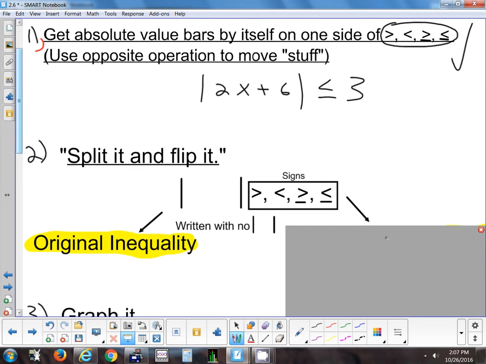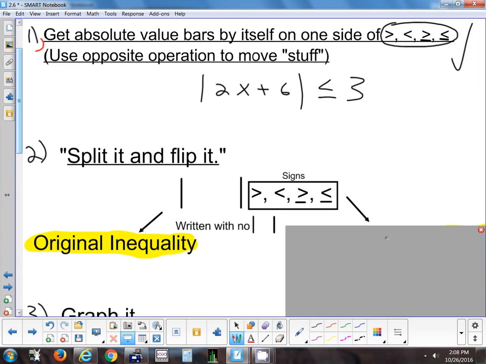Now, for my second inequality, think back to when we did equations. What happens? We did an absolute value equation. What needs to happen? Anybody remember? We set up that second one. Obviously, we're going to write it with no bars. What were you going to say, Josh? The number at the end has to be negative. Very good. That's the same here.